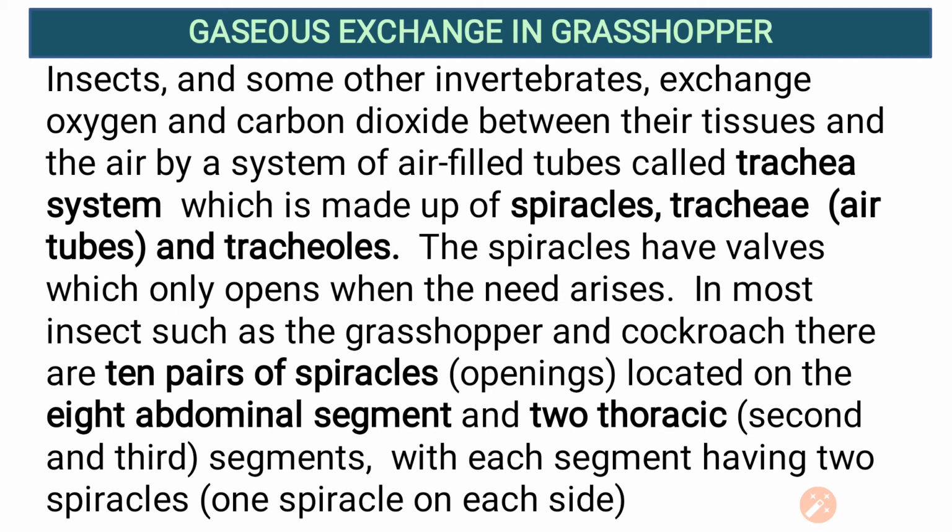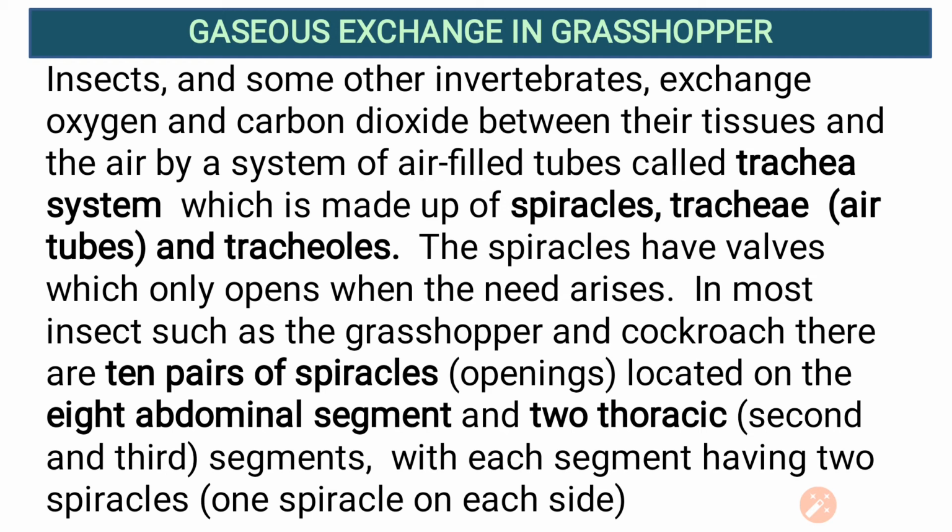In most insects, such as the grasshopper and cockroach, there are 10 pairs of spiracles, which are the openings, and they are located on the 8th abdominal segment, and 2 thoracic, which are located in the second and the third segments of the insect, with each segment having 2 spiracles each.